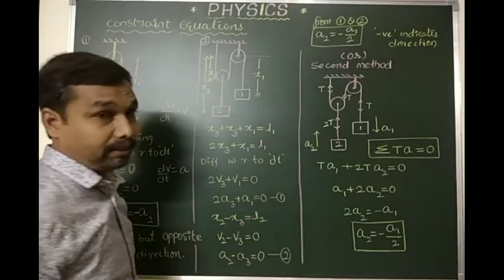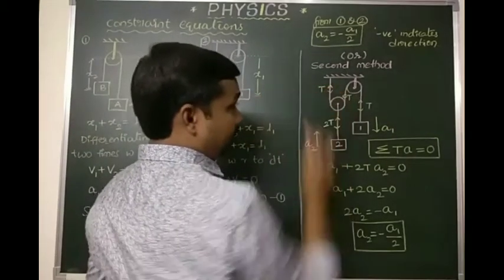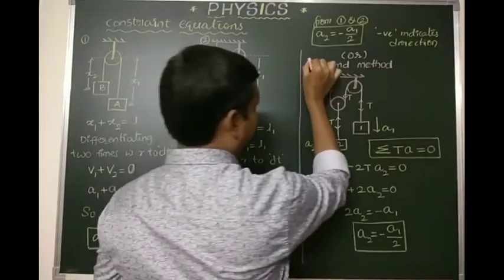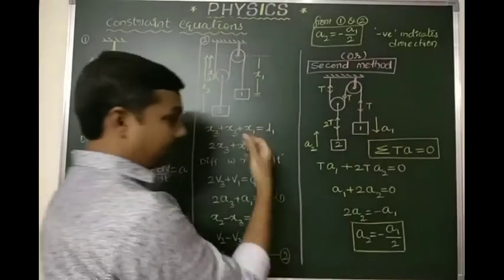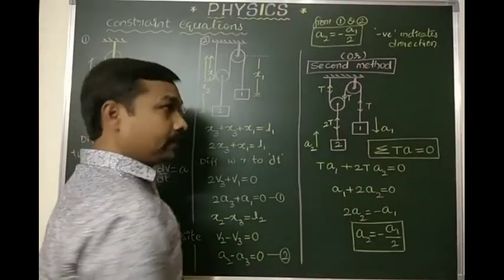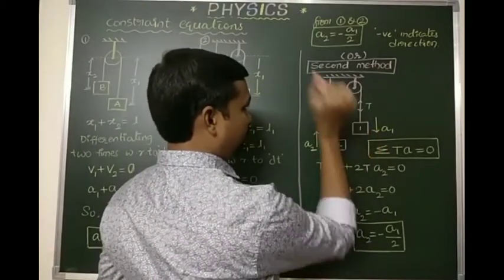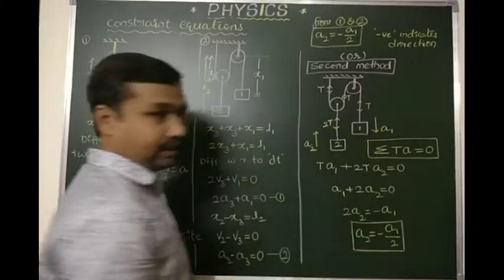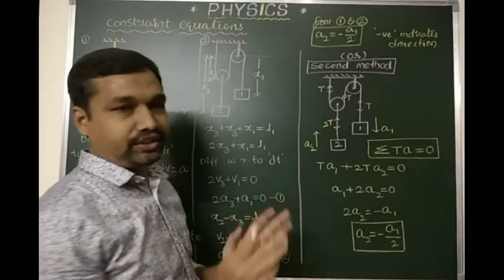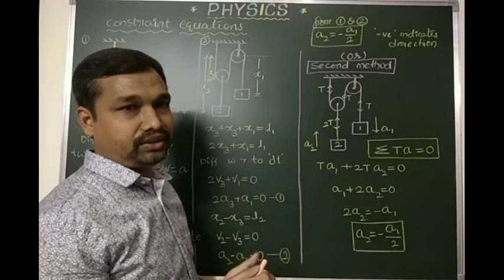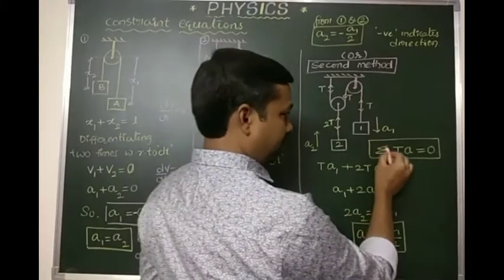This is one method, and we can find a second method also. With the same diagram we are considering, this gives the second method. The second method we can calculate very easily, a shortcut method. Here are the first block, second block, and pulley. No need of considering any reference line in this second method. Just one rule: the algebraic sum of tension times acceleration equals 0. This is the formula we need to take.